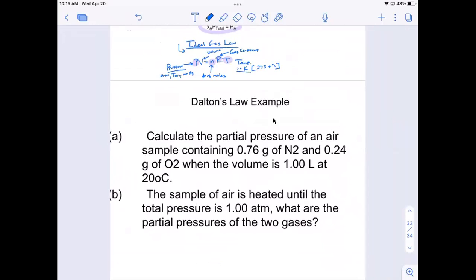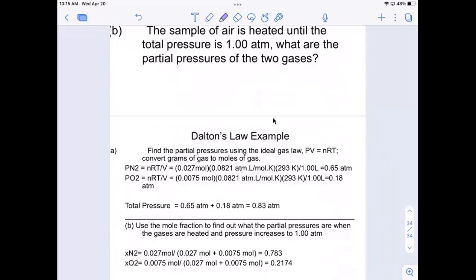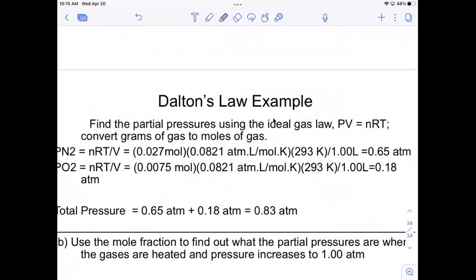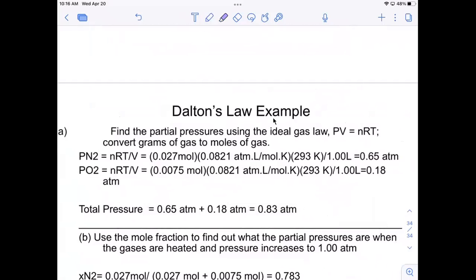With the first Dalton's law example, it says calculate the partial pressure of an air sample containing 0.76 grams of N2 and 0.24 grams of O2 when the volume is 1 liter and the temperature is 20 degrees Celsius. So we can find the partial pressures of each one using the ideal gas law.